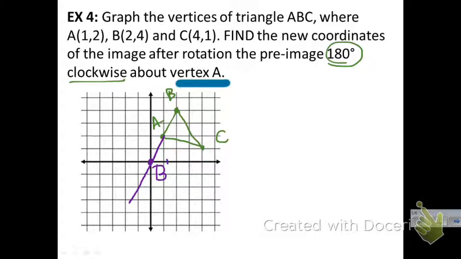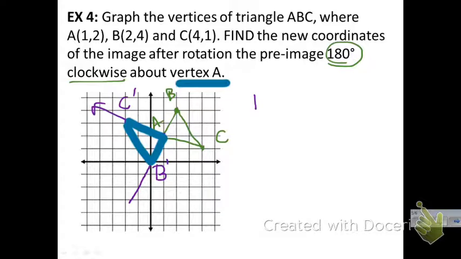I'm going to apply that same idea. When C passes through A, it looks like it's going to go up 1, back 3. So from A, I'm going to go up 1, back 3, and then draw that line. And it will pass through this point, and that will be my new C prime. And then from here, you just need to connect those vertices, and you have your triangle that has been rotated 180 degrees about A. So we'll write those coordinates.